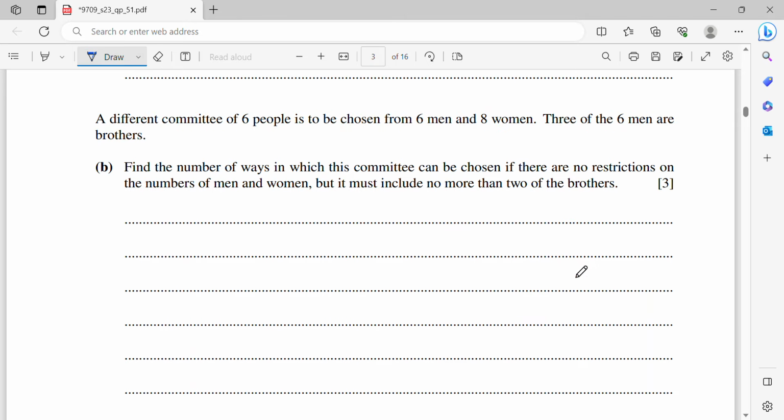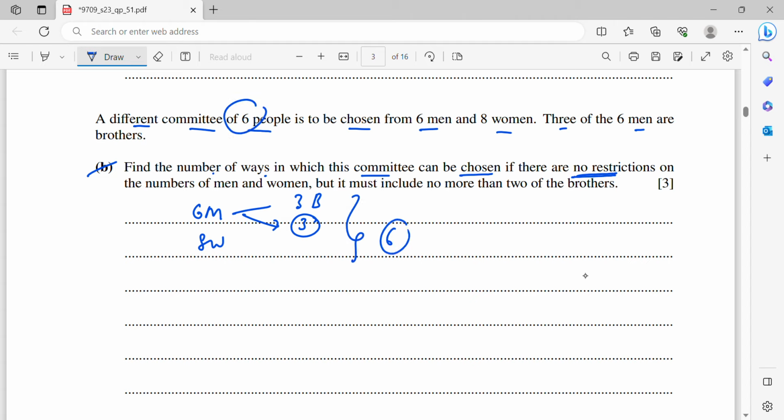Right? Now B, a different committee of 6 people is to be chosen from the same group, 6 men, 8 women, and 3 of the men are brothers. So here 3 brothers, and another 3 not in any relationship. Find the number of ways in which this committee can be chosen if there are no restrictions on the number of men and women. Okay, again you choose 6.